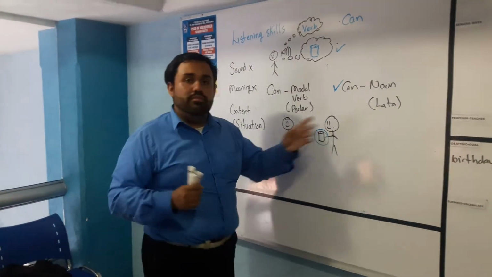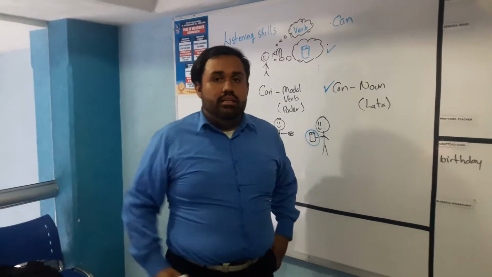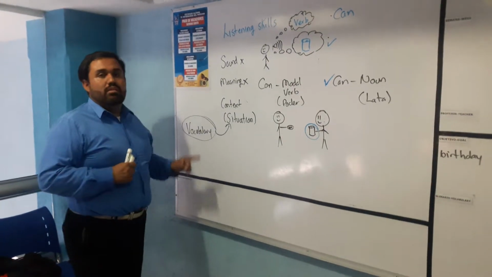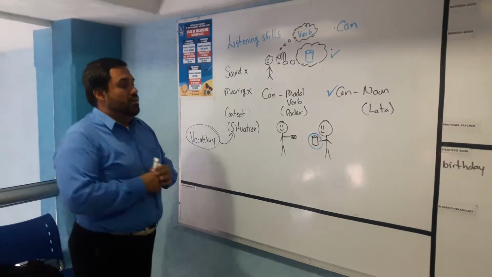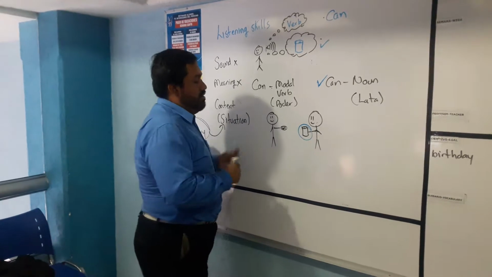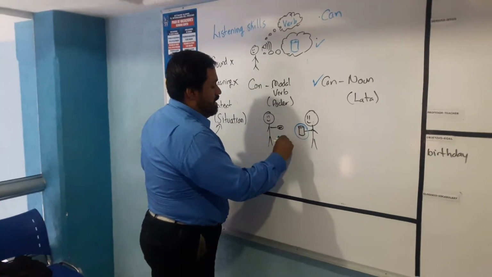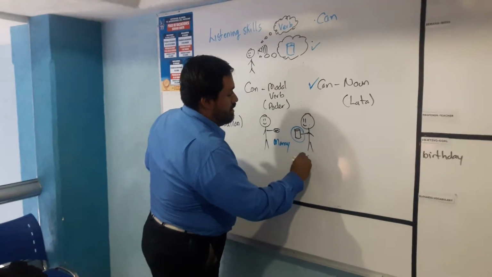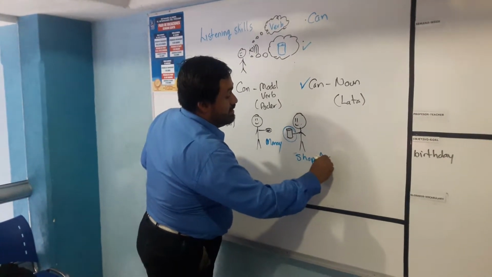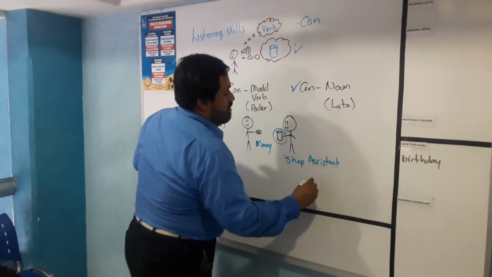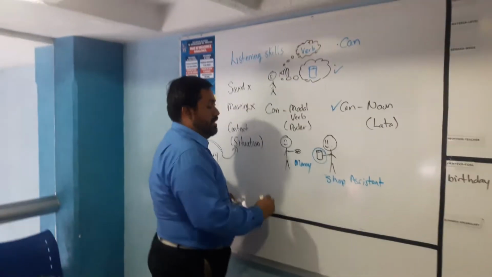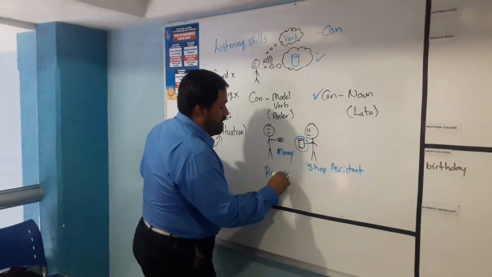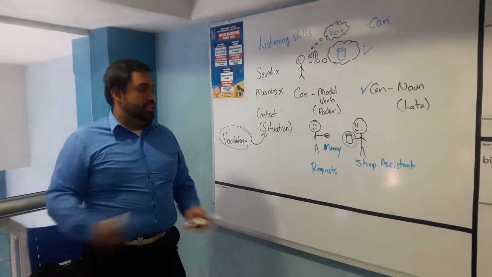If you don't listen to the word can, and you don't know what can is in that moment, then by the vocabulary you can listen. What is the vocabulary that is happening over here? The vocabulary is money. The vocabulary is the shop assistant. So it is making requests, and you can think all about it.